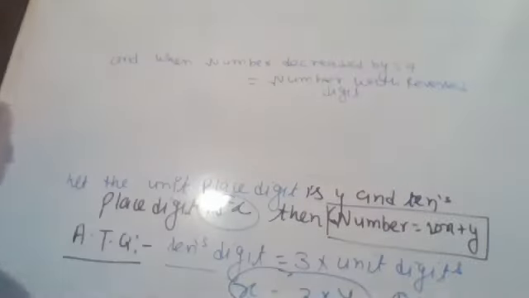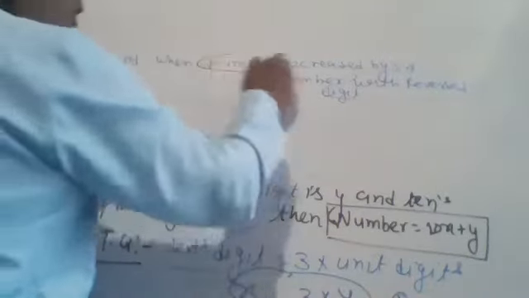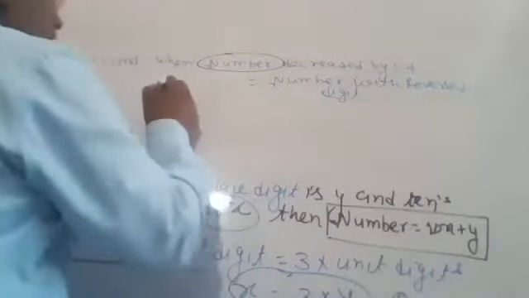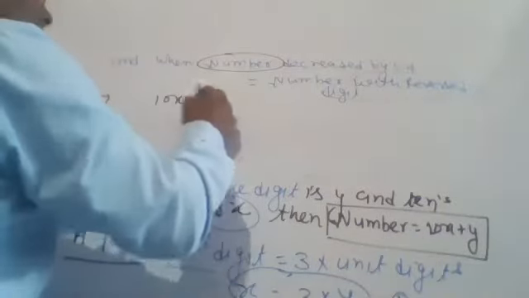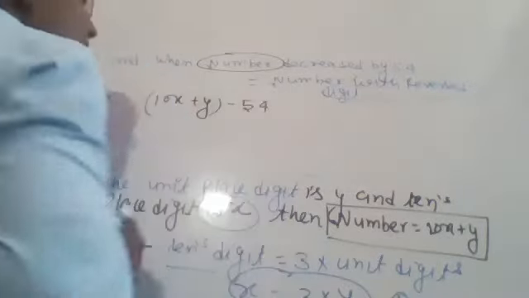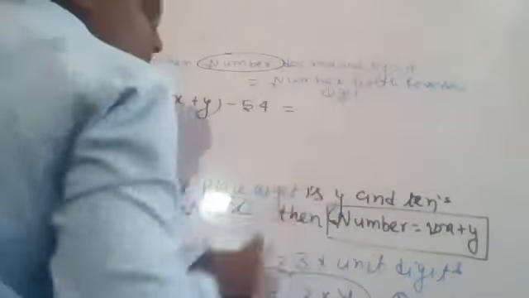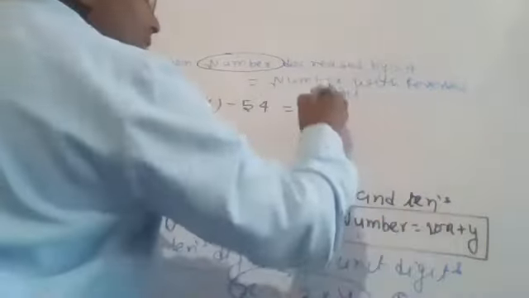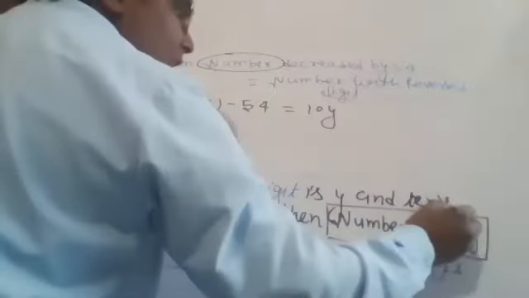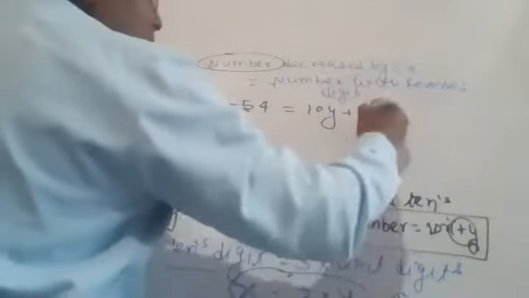Reverse digits means that in the place of x, y will come, and in the place of y, x will come. The number is 10x plus y. Decreased by 54 means we have to subtract 54 from this number, and this is equal to the number with reversed digits. When we reverse the digits, at the place of y, x is there, and at the place of x, y. So we get 10y plus x.